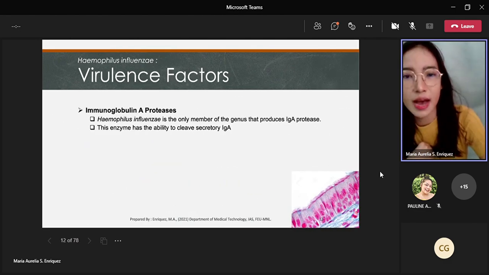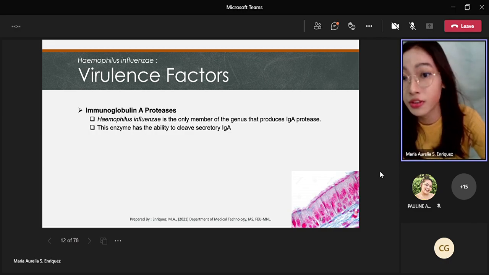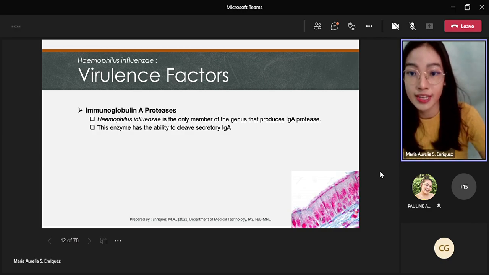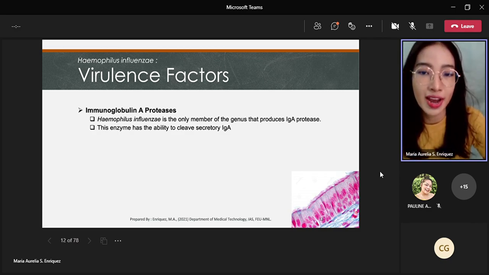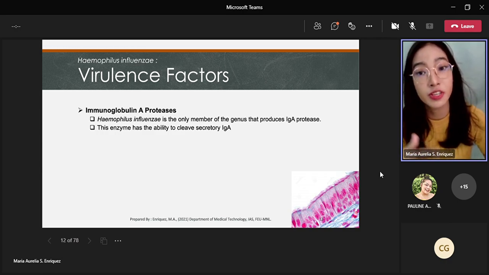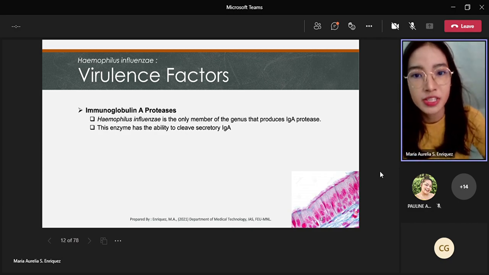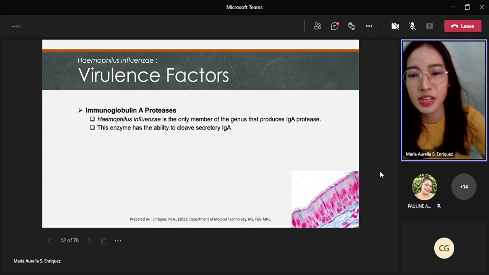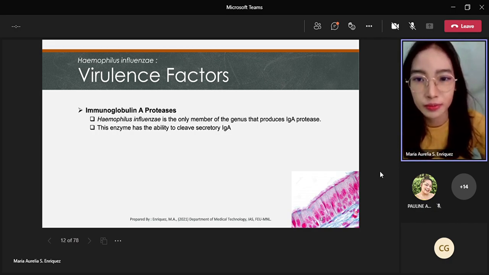All right, so aside from the capsule, Haemophilus influenzae has a few other virulence factors. First up is immunoglobulin A protease, which could destroy secretory IgA. IgA is usually found in the secretions of mucous membranes, which would provide protection from pathogens along those areas such as the respiratory epithelium. So it is because of these IgA proteases that Haemophilus influenzae can successfully colonize the host upper respiratory tract.